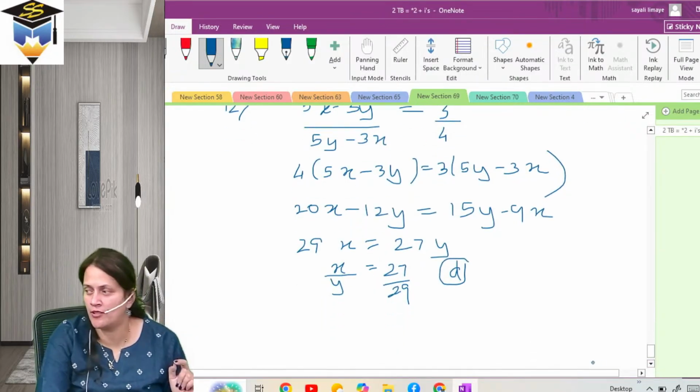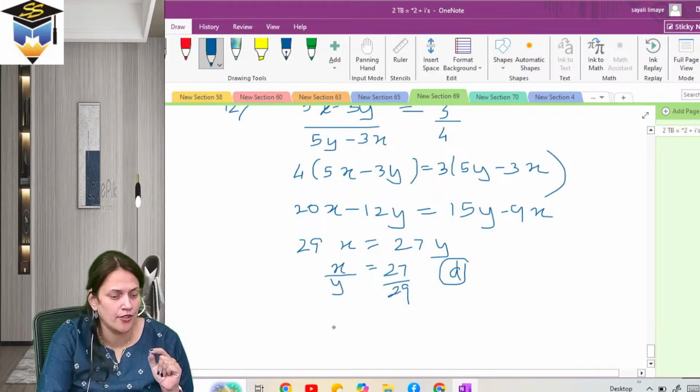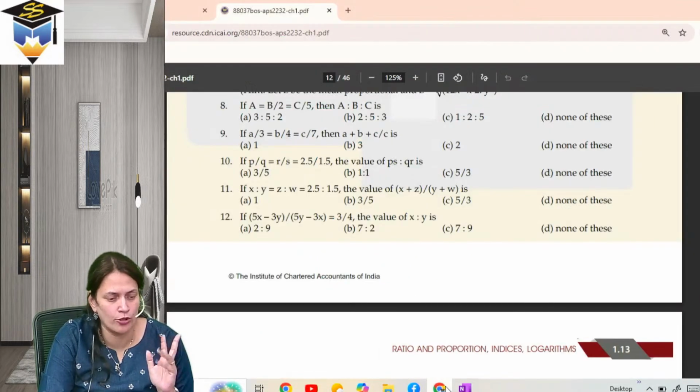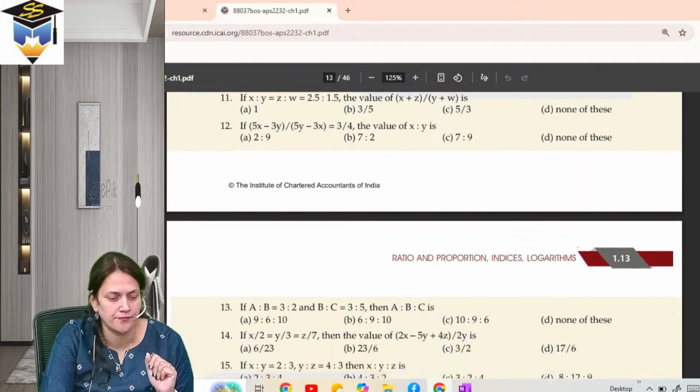Please write down the methods. Methods are very, very important. Okay. So while doing the practice, solve it by using this method only. It will give you a good practice. Now let us go to question number 13.